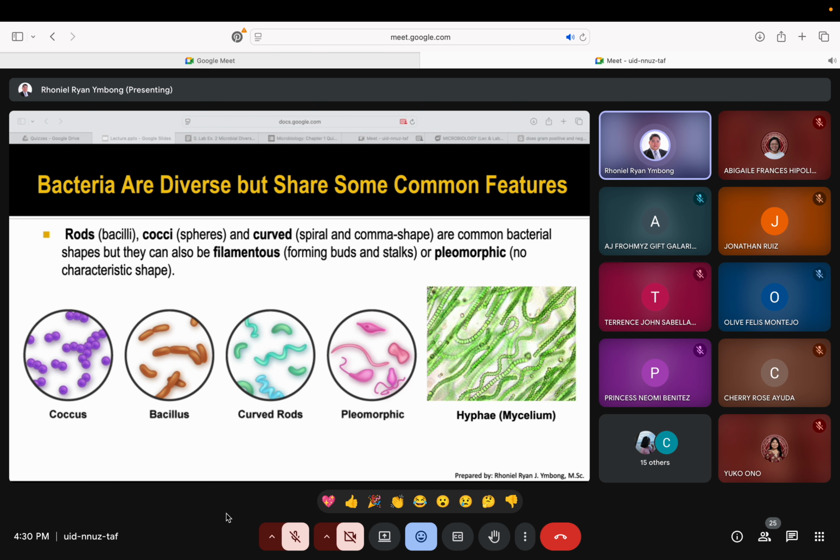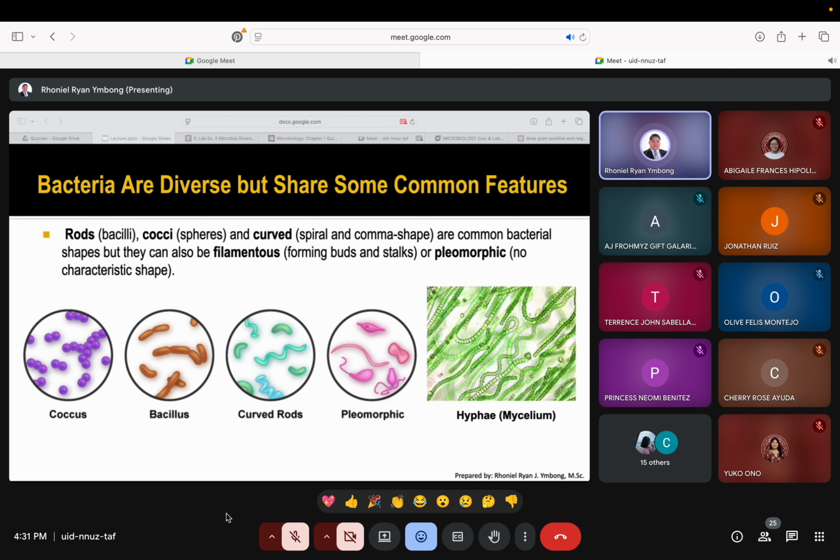Most especially under the kingdom Eubacteria. Okay, so again, we have coccus for spherical shape, bacillus for your rod shape. Then you also have curved rods, which could either be your spiral or the comma shape. So under your spiral bacterial shape, you can have spirillum, and you also have the spirochete. And for your comma shape, you have vibrio, just like your Vibrio cholerae.